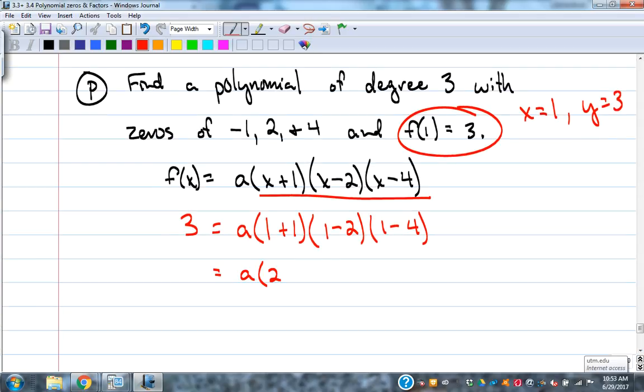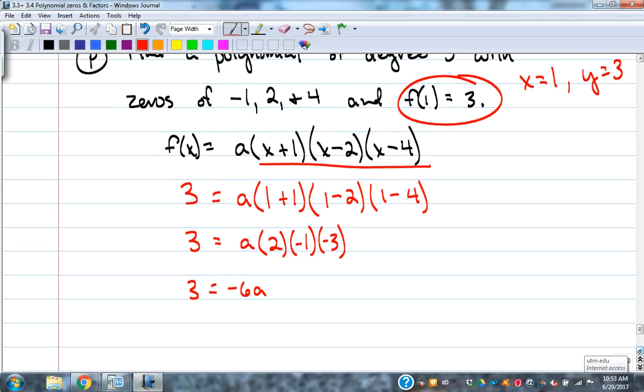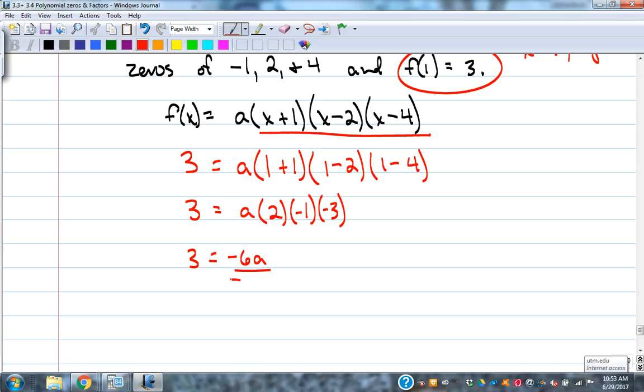So that's a times 2 times -1 times -3. 2 times -1 is -2 times -3 is 6. So that's 6a is equal to 3. Divide by 6. A would be positive 1/2. 1 times 3 is 3 times 2 is 6. A is going to be positive 1/2.